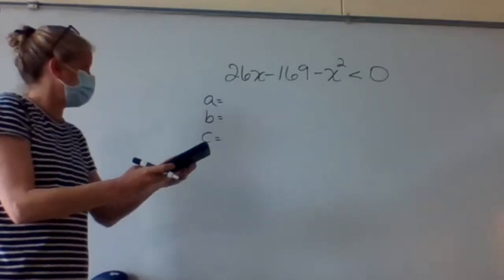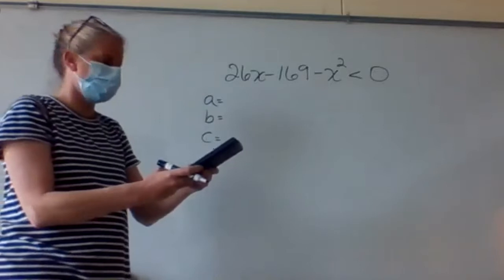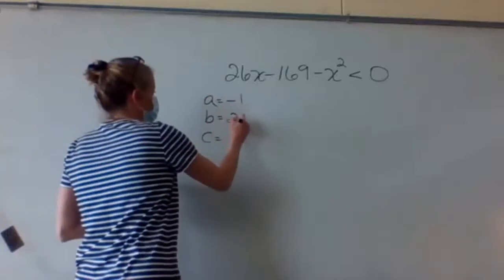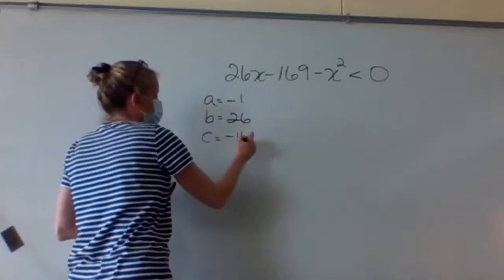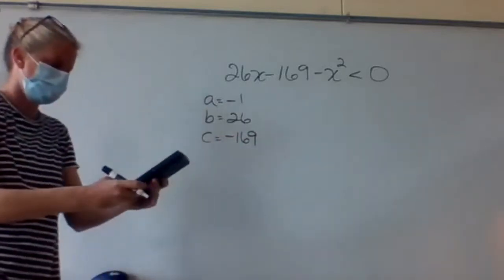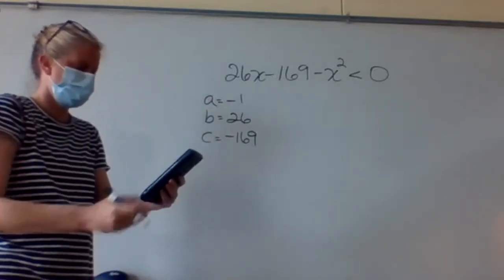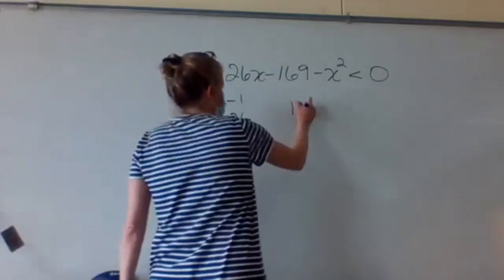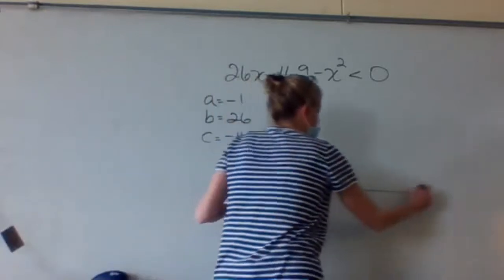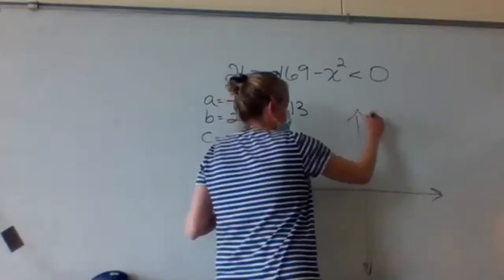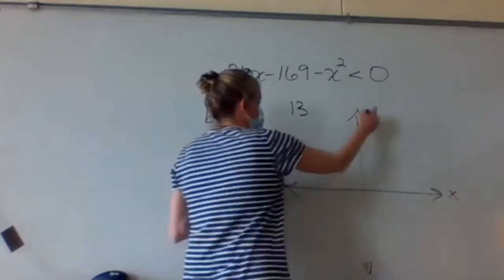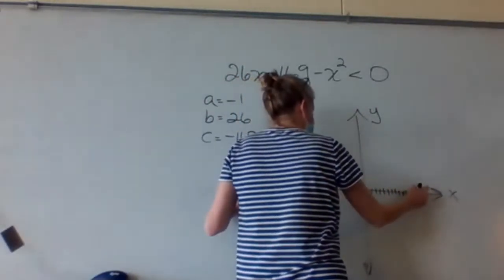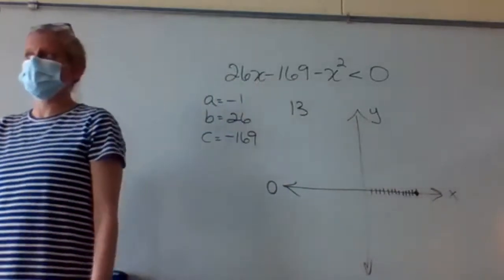So A is the number in front of x squared, which will be negative 1. B is the number in front of x, which is 26. And C is your constant, which is negative 169. What are your zeros? 13 and 13, right? What does that mean? If this is a U shape, that's its only x-intercept.